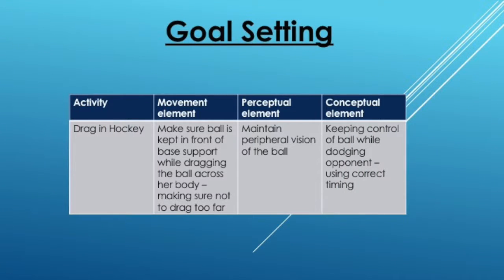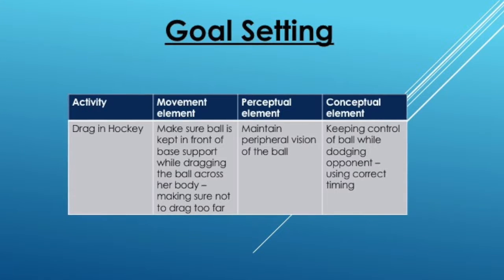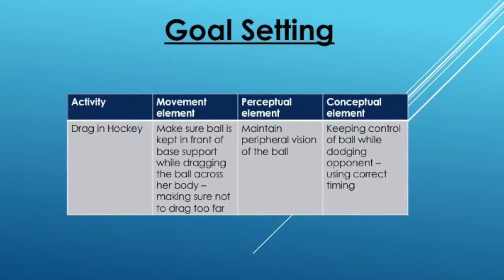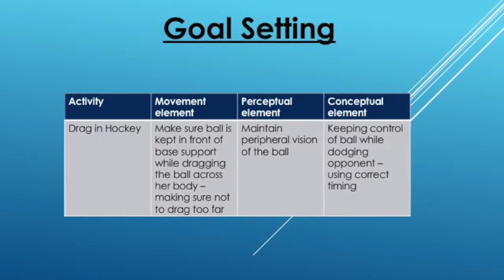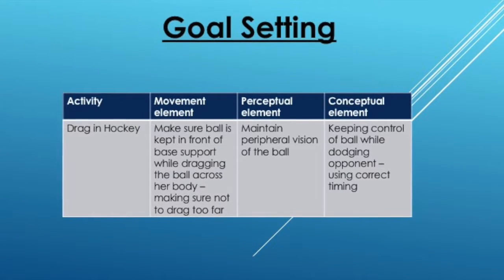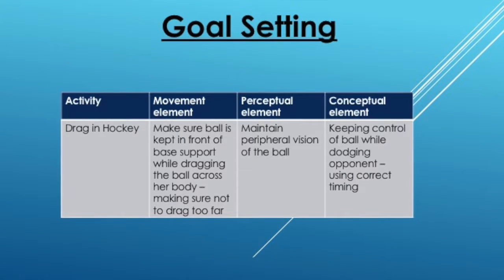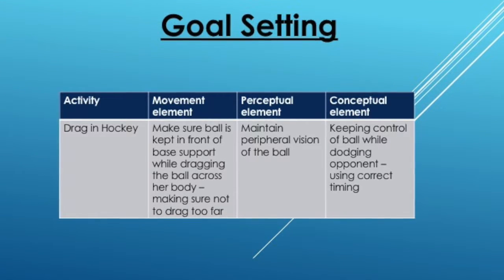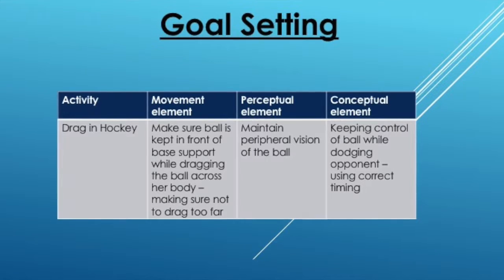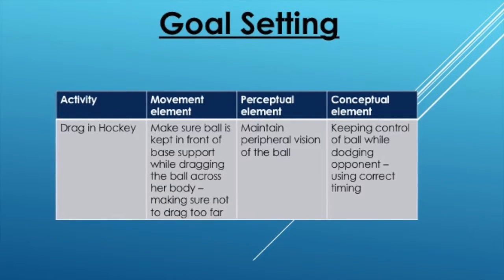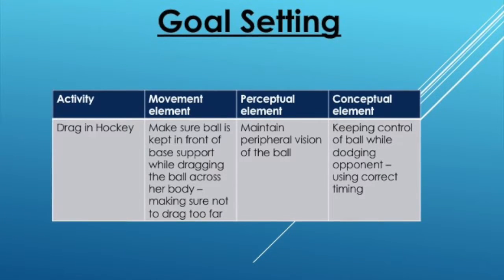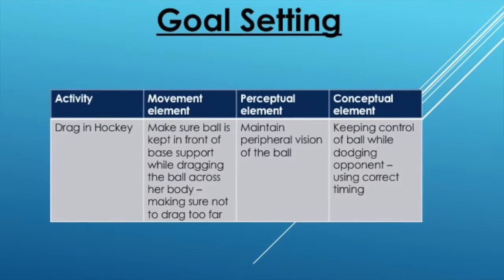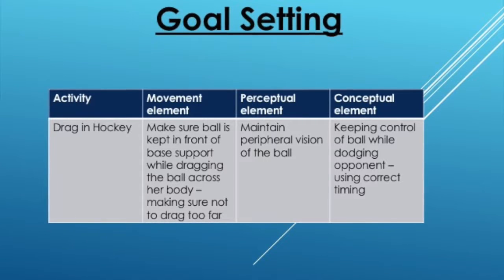Tiana has been set with the process goal of completing the drag while maintaining optimum control of the ball. As displayed in the table below, the movement element of the goal is to make sure she keeps the ball just in front of her base of support while dragging the ball across her body, and then making sure that when she does drag the ball across her body, she doesn't drag it too far across and lose control. The perceptual element is to maintain peripheral vision, and the conceptual element is keeping control of the ball while dodging her opponent and making sure she times the movement correctly.